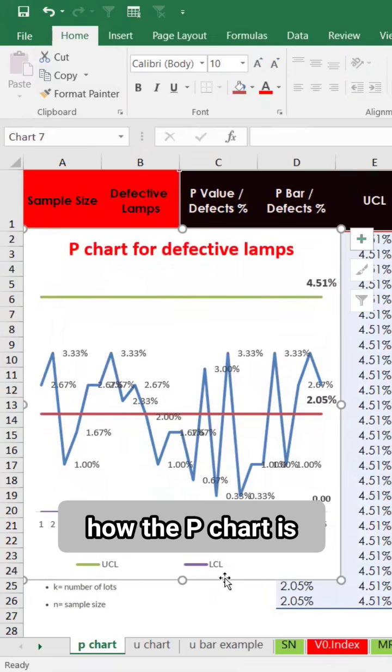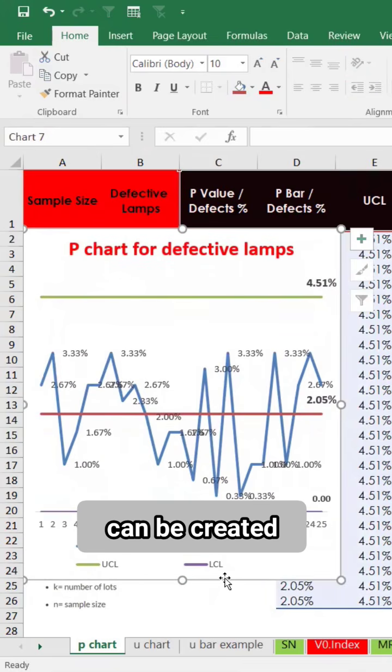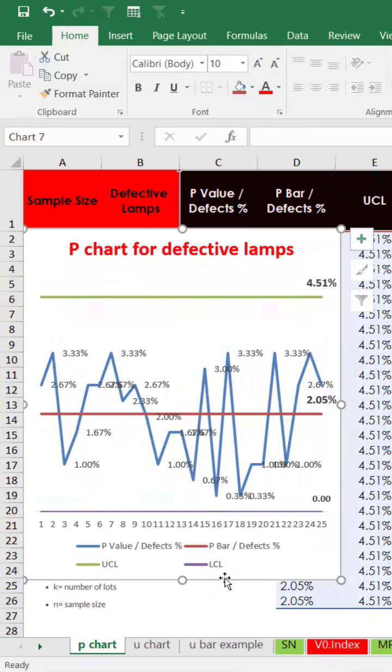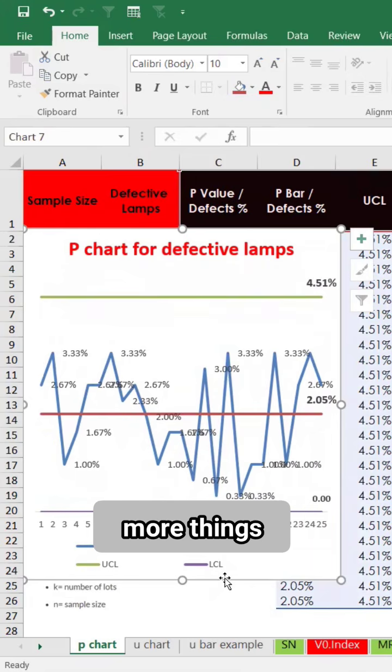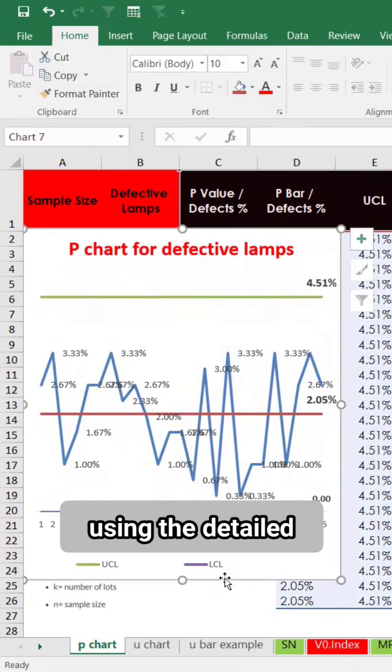So this is how the P chart can be created using Excel, and we're going to learn much more in detail using the detailed illustration video.